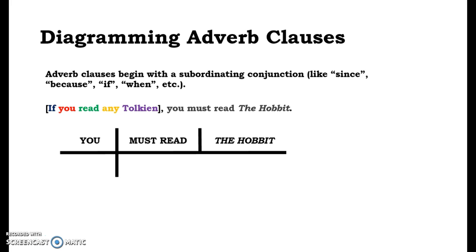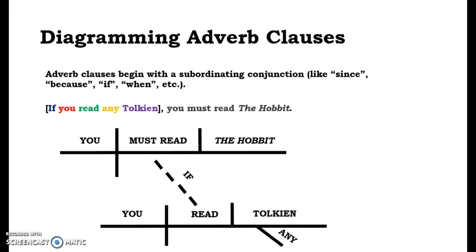And here I said just a moment ago, you draw a dotted line connecting to a separate baseline, and we put the subordinate conjunction on the dotted line. So it looks like this. If goes on the dotted line from verb to verb, right? Because an adverb clause modifies a verb. So we draw the dotted line from verb to verb, and we put the rest of the material below. You read Tolkien any. That any answers the question, how many or how much Tolkien, any Tolkien.